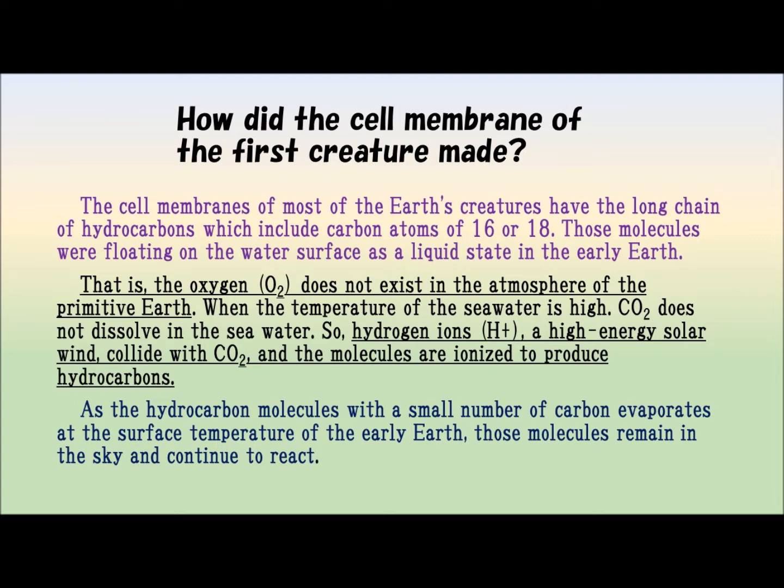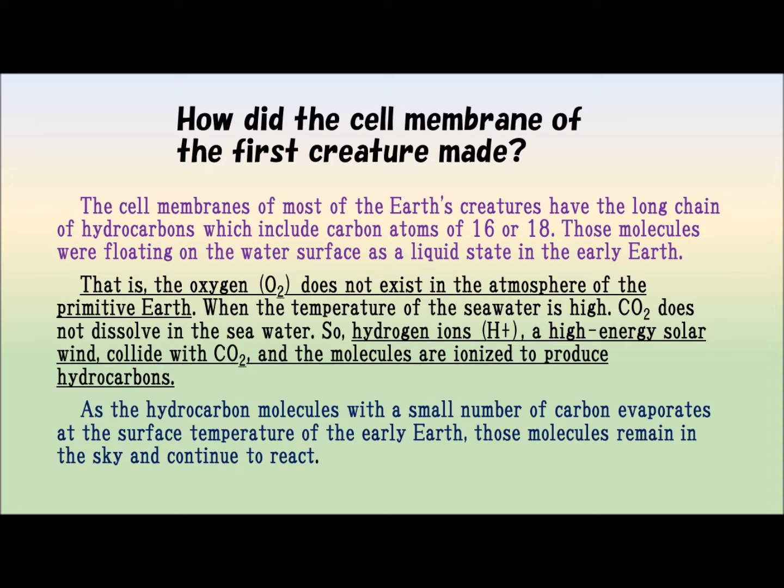The cell membranes of most of the Earth's creatures have a long chain of hydrocarbons, which include carbon atoms of 16 or 18. Those molecules were floating on the water surface as a liquid in the early Earth. That is, oxygen did not exist in the atmosphere of the primitive Earth. When the temperature of the seawater is high, carbon dioxide does not dissolve in the seawater. So hydrogen ions, a high-energy solar wind, collide with carbon dioxide, and the molecules are ionized to produce hydrocarbons.